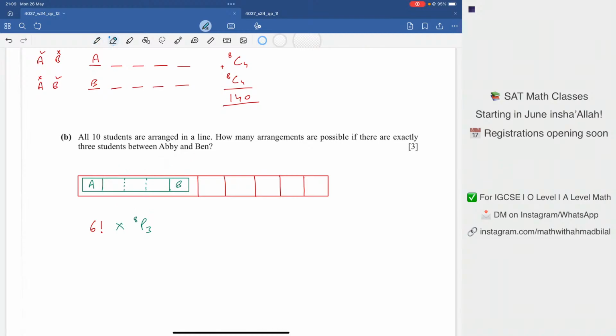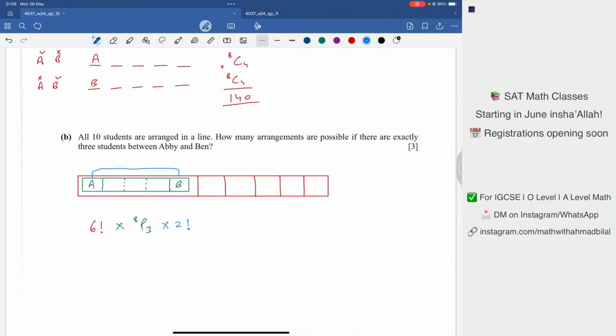And then Abby and Ben, they could also switch places with each other, right? They could switch places with each other. In how many ways can they do that? 2 factorial ways. Multiply these. This is one way of thinking about this, and that should give you the result. You can see what that turns out to be.